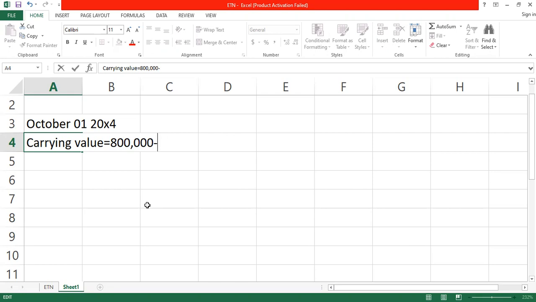So that will give us 25,000. Let me put the depreciation. It will be 800,000 divided by how many years? 16. 800,000 divided by 16 times 6 months, times 0.5. Am I correct? Yes. Okay, times 0.5.